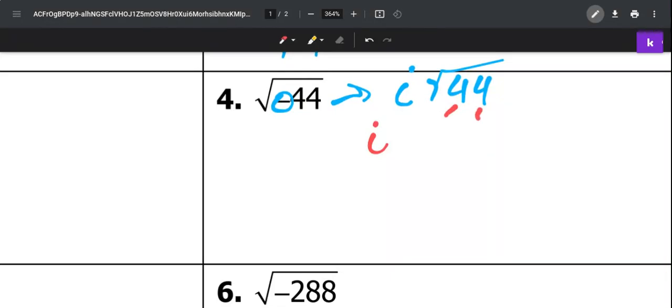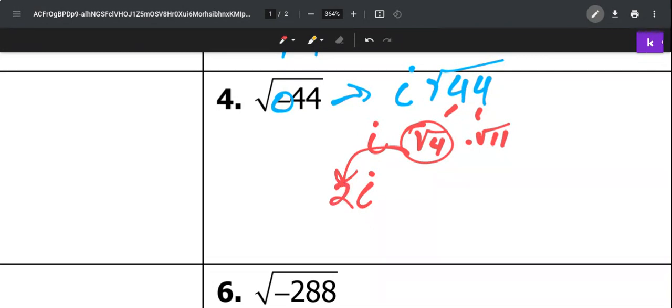I want 2 factors that give me 44. One of those needs to be the biggest perfect square that's a factor of 44, and that would be 4 and 11. So now I keep i on the outside. I can take the square root of 4, which is 2, but now that jumps to the outside. Since I'm taking it out of the radical, now it goes to the outside with i. So I have 2i and then radical 11, and then I'm finished.